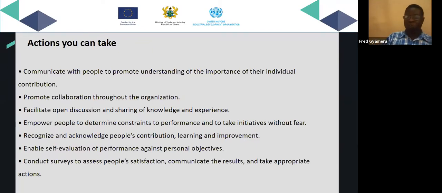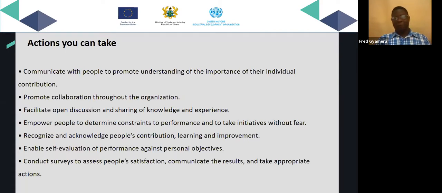Encourage people to determine the constraints to performance and to take initiatives without fear. It's only when you empower them, authorize them, engage them, and let them feel that they can take decisions. They may have it right or wrong, but always there is a second chance. Let them improve. Tell them that you failed this time. If you fail, don't give up. Try again and succeed. When I was in kindergarten, that's how I'd fail exams. I'd say, tomorrow I won't fail. I'll even do better. I'll become number one, second to none. That is how you encourage people to succeed, to improve.